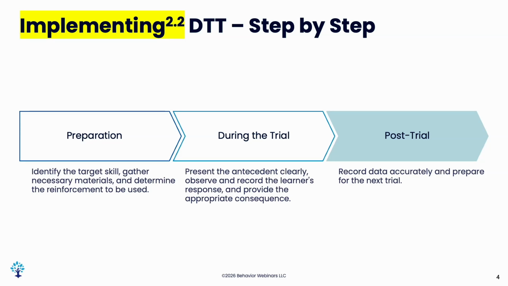An antecedent is any direction given. Then you have the child's response, and then you provide a consequence. A consequence could be working for something, praise, or, no, that's not correct, let's try again, or wrong, let's try again. So you're giving them immediate feedback.